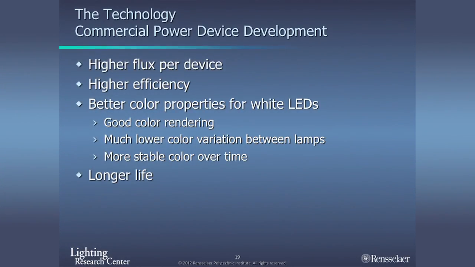So as we see the technology develop, we're going to have more light output per device, so fewer LEDs, lowering the cost, higher efficacy, better color properties, and longer life. That's really what the manufacturers are looking at right now. Once they hit that 200 lumen per watt range, you're not going to see the efficacy increase too much above that, maybe to 220, maybe up to 250 for some really aggressive manufacturers.